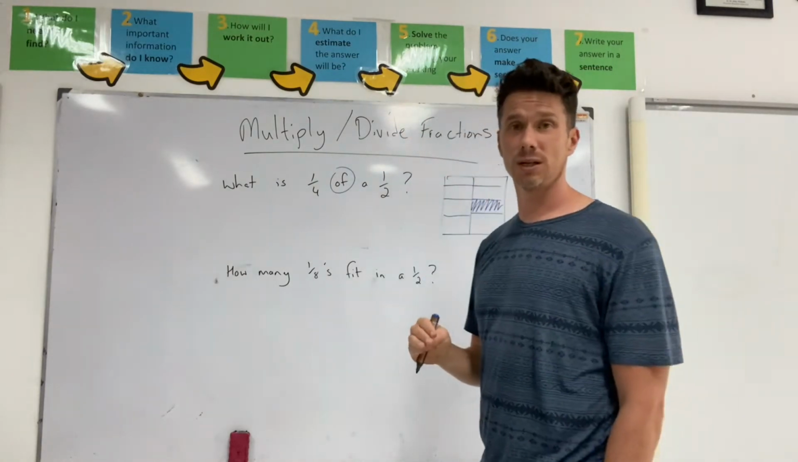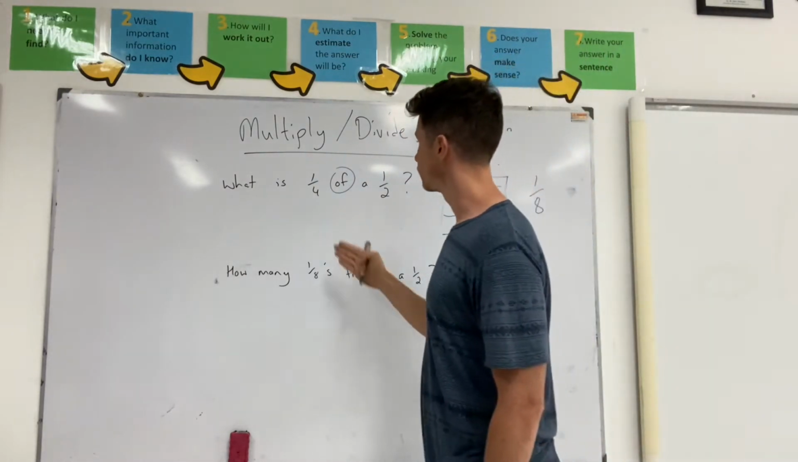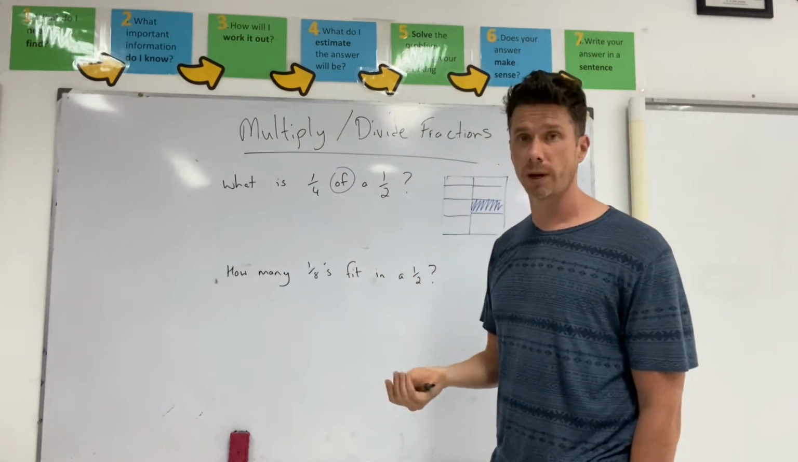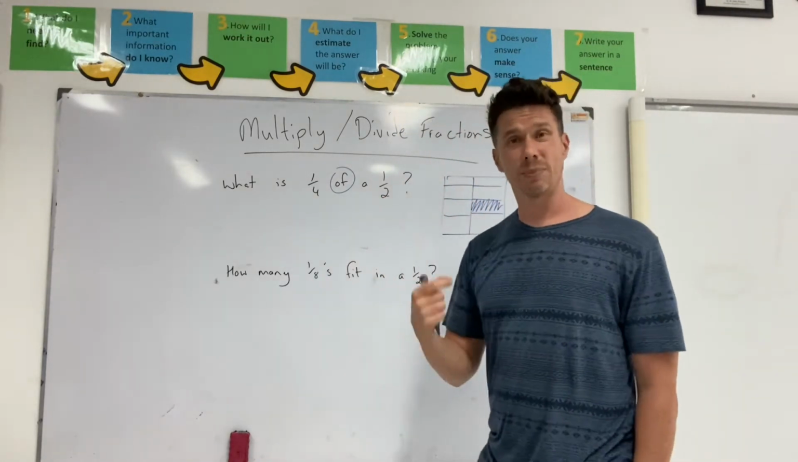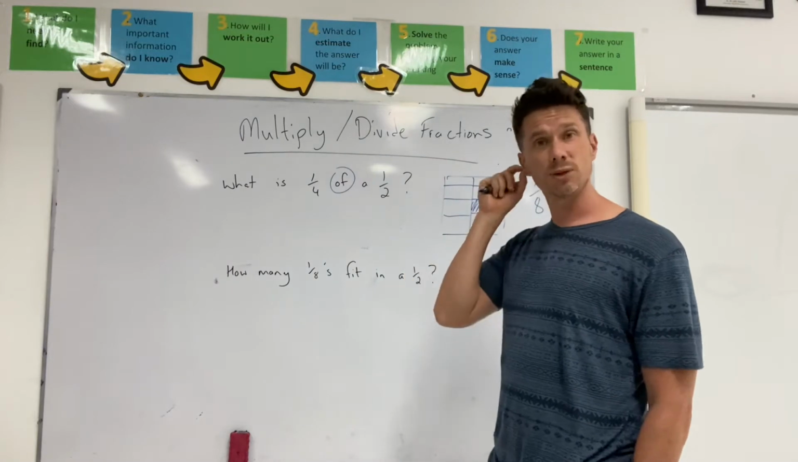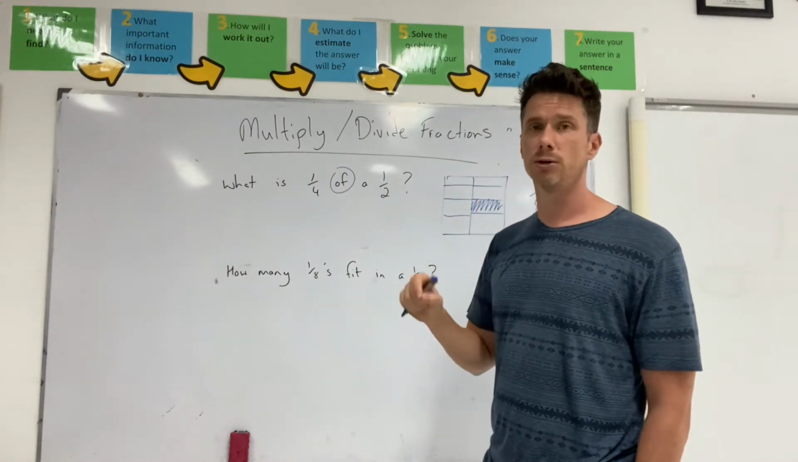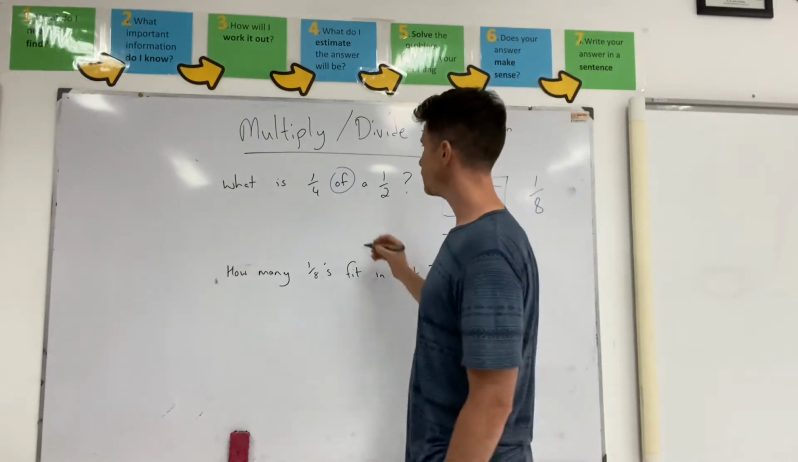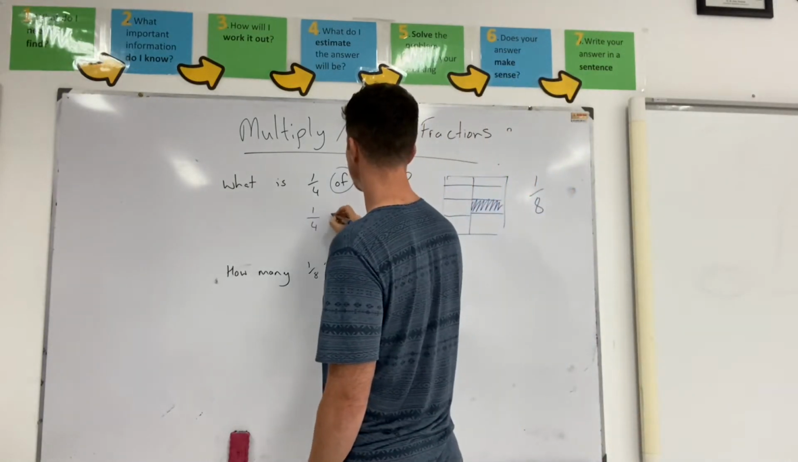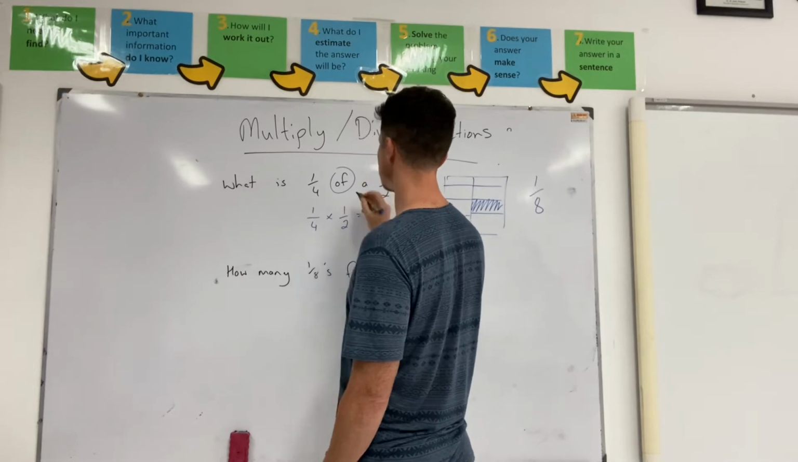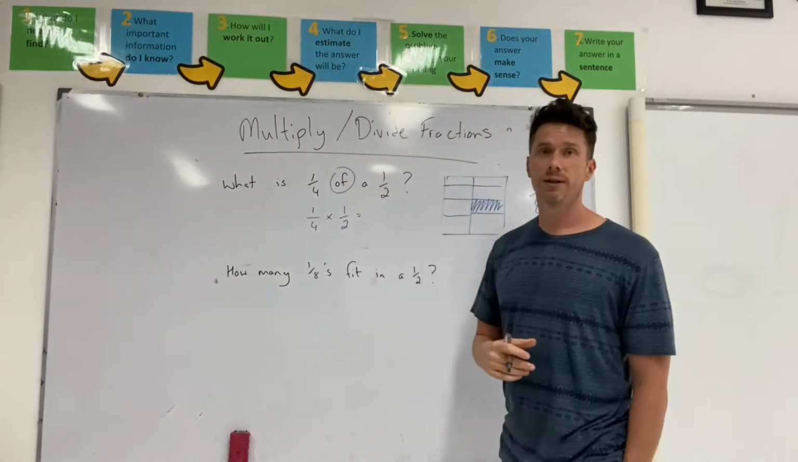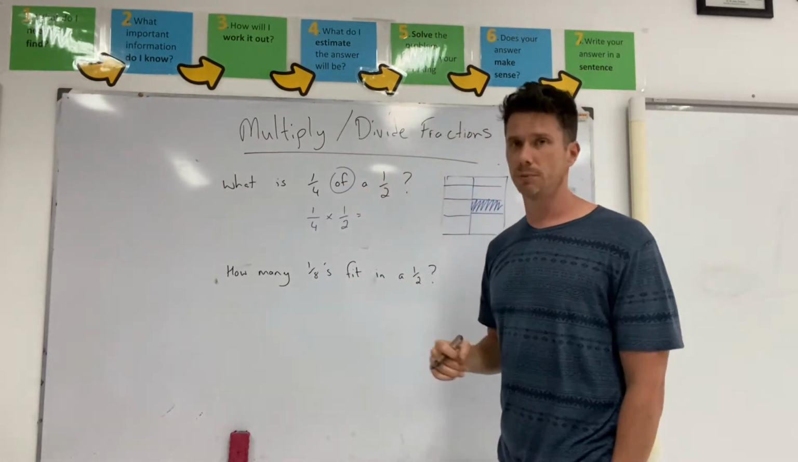Of, in maths, is going to be the operation of multiplying. If you're looking for something of something, it's going to be multiplying. If you think back to decimals and percentages, to get 50% of something, you multiply by 0.5. So you can just do a quarter multiplied by a half instead of "of". If you see "of" in a word problem, it usually means we have to multiply.